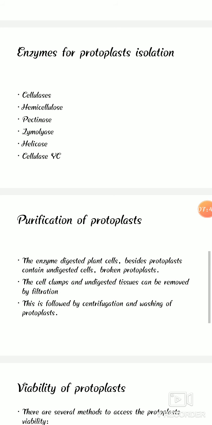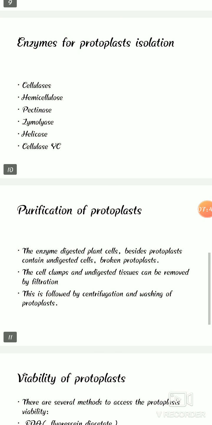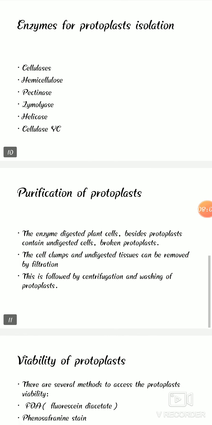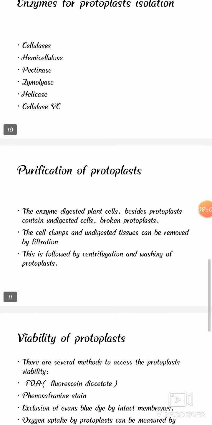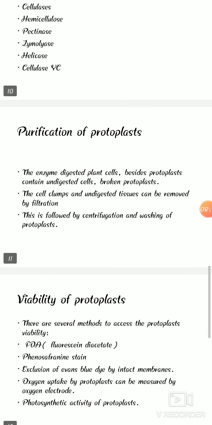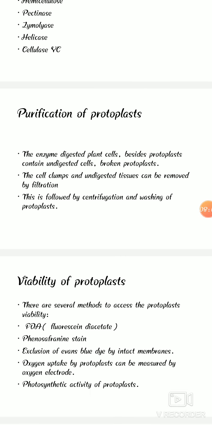So what is the basic step for purification of protoplast? The enzyme digested plant cell, besides protoplast, contains undigested cells, broken protoplast, and undigested tissues. The cell clumps and undigested tissues can be removed by filtration, and this is followed by centrifugation and washing of protoplast, and these could be reversed by Percoll. Okay, so I hope purification of protoplast is also clear.